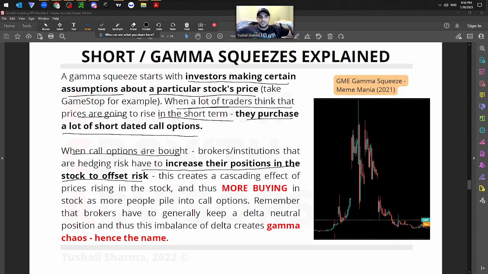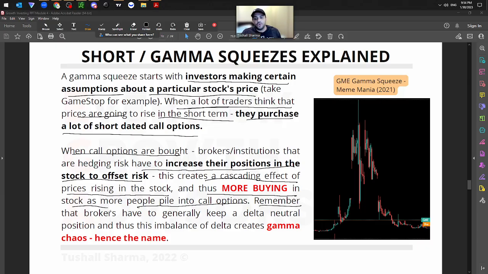So what they have to do is go into the market and buy shares to cover the put, so that their exposure is balanced. This causes a cascading effect of prices rising in the stock because they have to buy shares to cover their position and the hedge. And then this causes more buying in the stock as more people pile into the call options. So the more buying of the stock causes the call options to go further up in price, and that causes more stock buying, and that causes more call options to be bought. And you can see where I'm going with this. It causes a squeeze in price action.